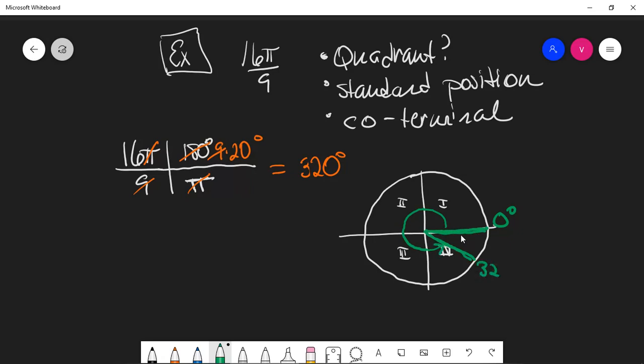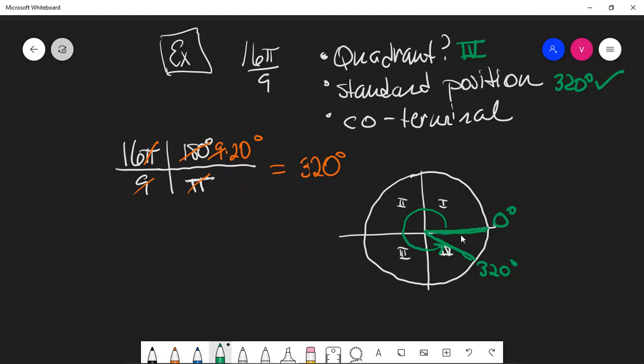Okay, and there is 320 degrees right here. Okay, so we found that it's quadrant 4. It's in standard position, 320 degrees is standard position. Okay, because that's in between one rotation from 0 to 360 and it's positive.